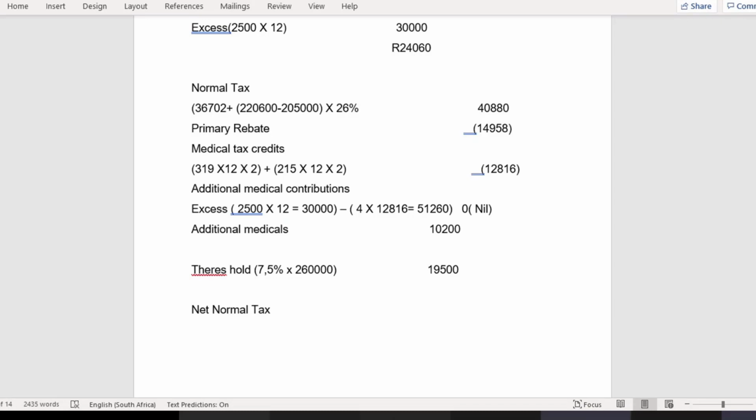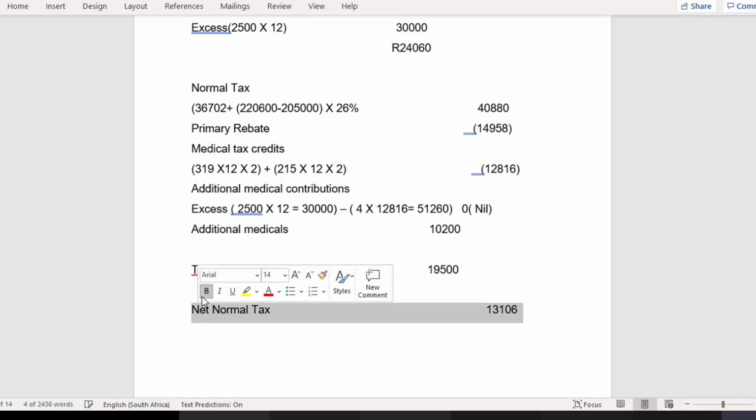So it's 40,880 minus 14,958 minus 12,816, right? Yes. Then do I need to subtract also the 19,500? No, you don't have to. So the answer is 13,106. So this is how much you owe towards SARS at the end of the tax period.